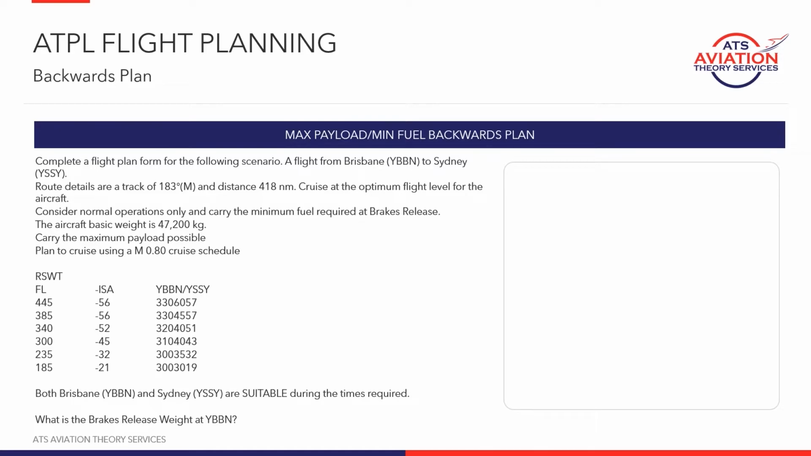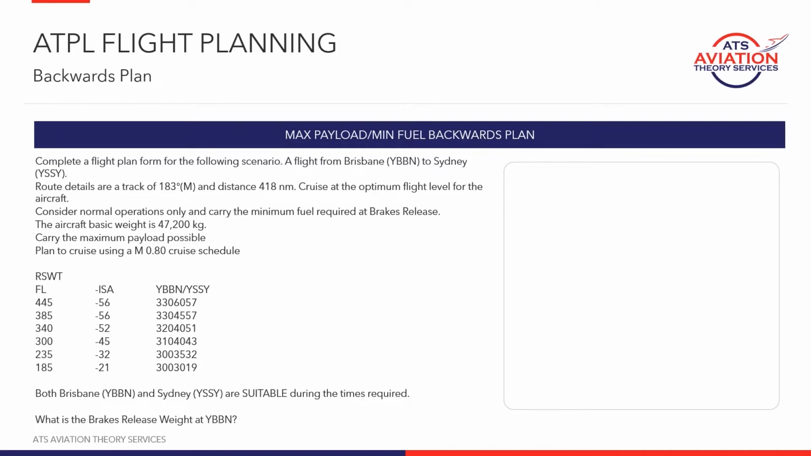We've been given an aircraft basic weight of 47.2 ton. That's not actually really relevant in this question. It goes on to say carry the maximum payload possible. We'll talk about that in a second. Plan to cruise at Mach 0.8 cruise schedule. We have some route sector winds and temps, nice and easy, just from Brisbane to Sydney. Both Brisbane and Sydney are suitable for our use during the times required. We want to know what is the brakes release weight at Brisbane.